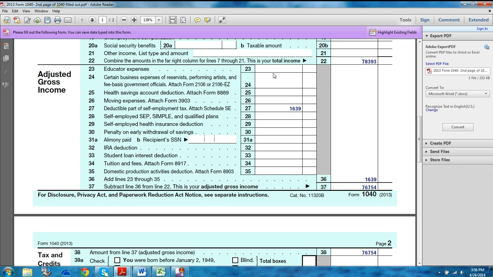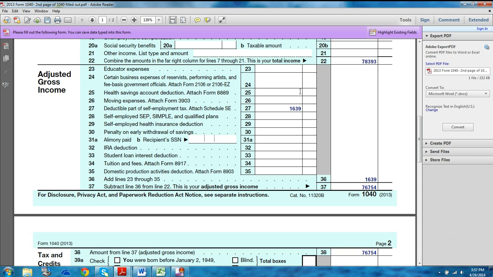There's educator expenses. If you're a K through 12 school teacher, you can deduct up to $250 of your unreimbursed supplies that you pay for school right here. If you are in an HSA, you can make deductions for contributions to the HSA up to a certain limit, and you can put those deductions here.